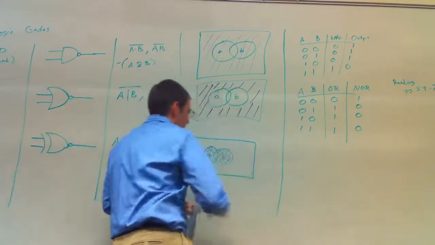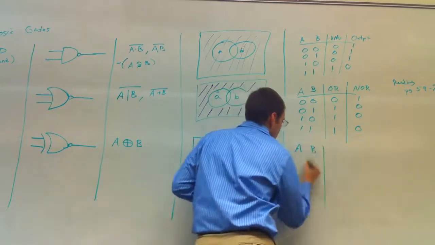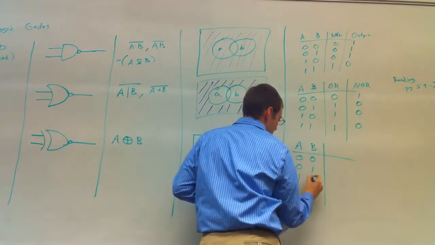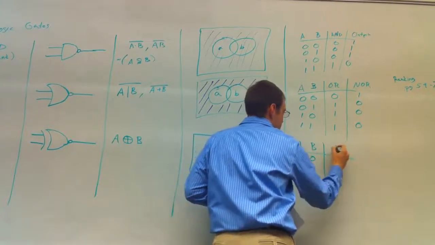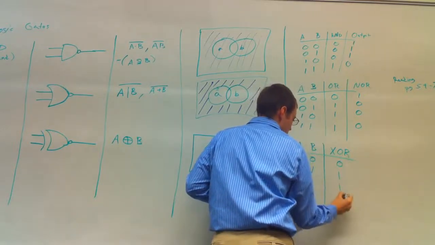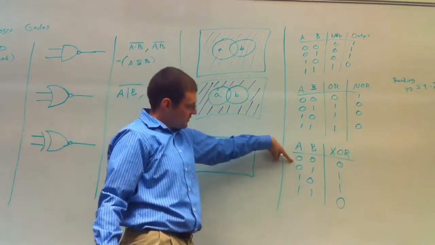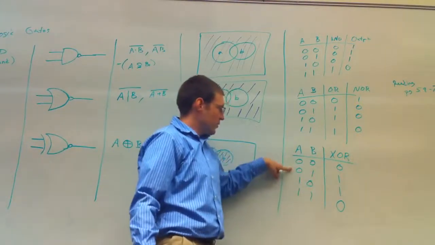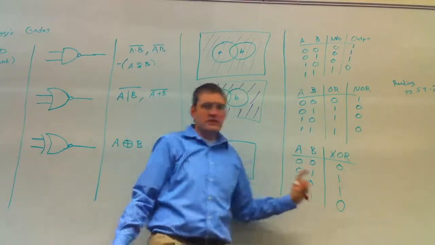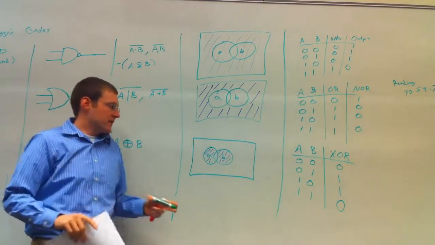So the truth table looks like this. So like I said, both are not true, so it's false. One's true, so it's true. One is true, so it's true. Both are true, so it's false. So that's our exclusive OR gate.